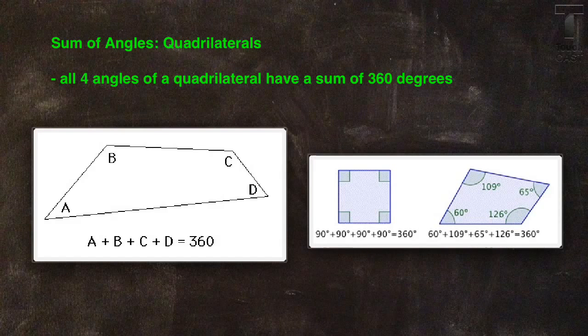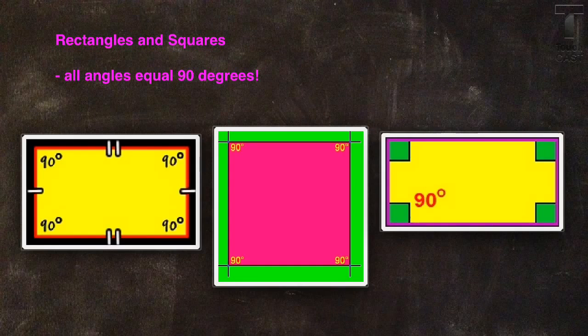Now let's talk about quadrilaterals and the sum of their angles. Well, all four angles in a quadrilateral actually add up to be 360 degrees. Here's the cool thing about rectangles and squares. All angles in any rectangle or square is going to equal 90 degrees. So if an angle is missing in a picture of a rectangle or a square, it's really simple. It just equals 90 degrees.